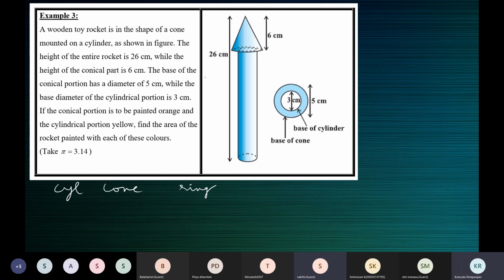Now for the cylinder, the radius is 1.5 centimeters and the height is 20 centimeters. What about the cone? What's the radius of the cone? 5 by 2, 2.5 centimeters, because its diameter is 5. And what's the height of the cone? 6 centimeters. For area, we need to find the slant height of the cone, because of pi r L. So we find L. And then for the ring, what's the internal radius?